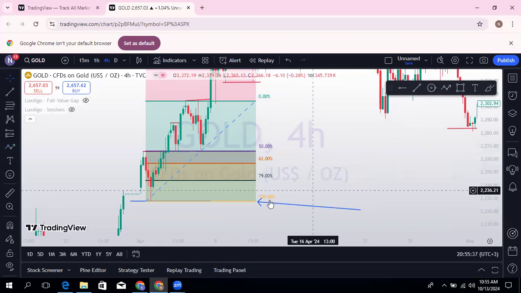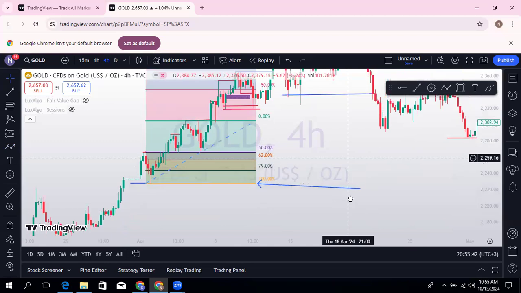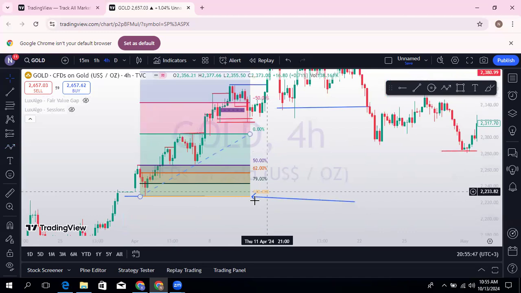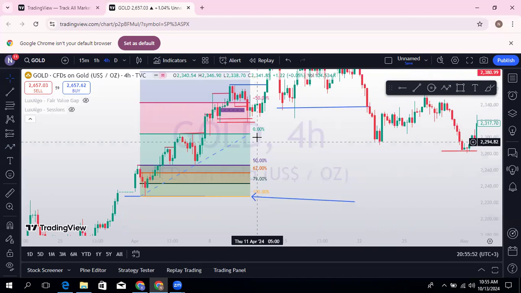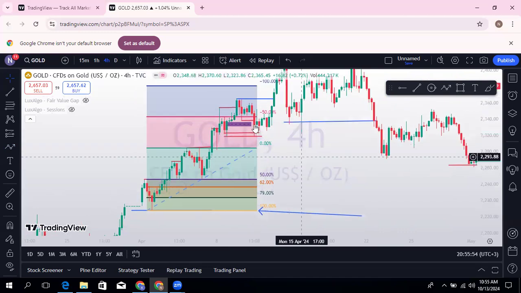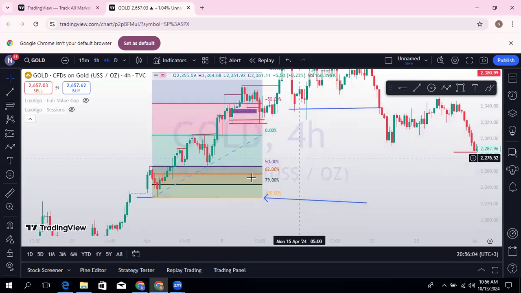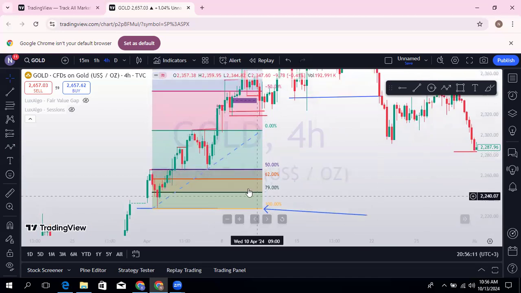This is the 100% mark, and remember, it runs from 100 to negative 100. So this is the 100% mark, 79, 62, 50, 0%. We have negative 50, negative 100. This can help you to know where you can put your TP1 or TP2 as well. So wait for the price to come back to 50%.